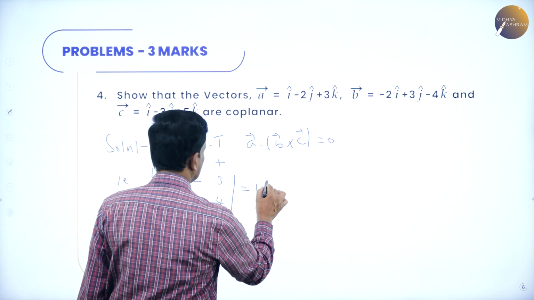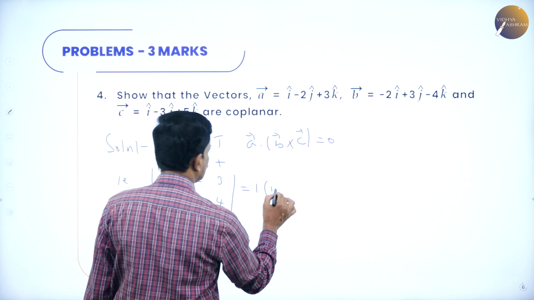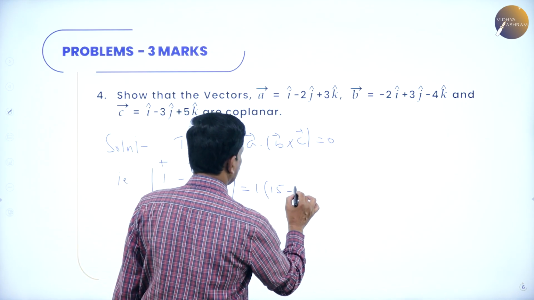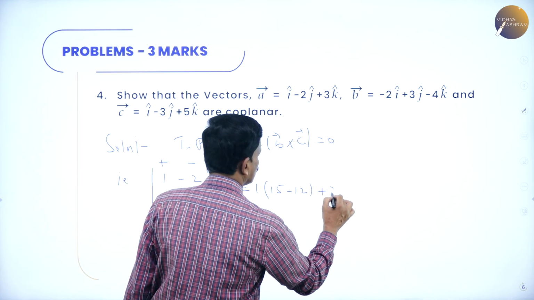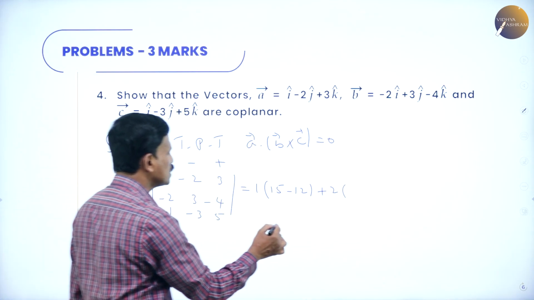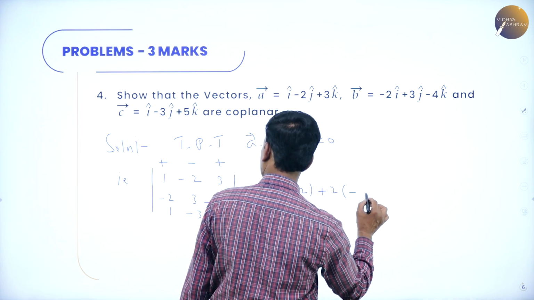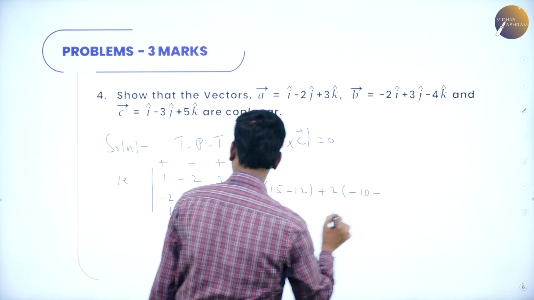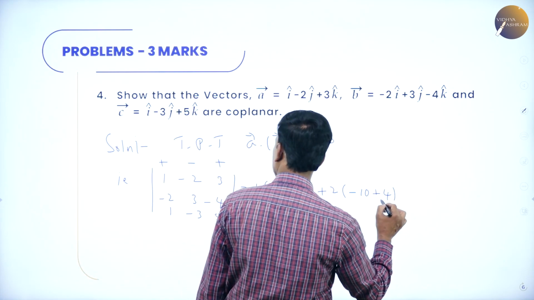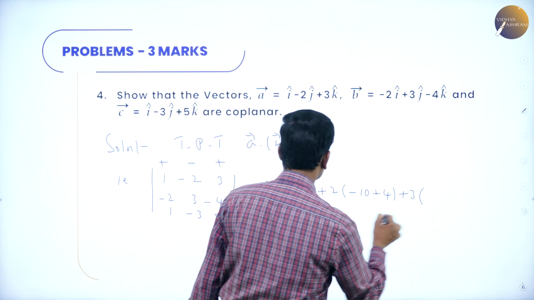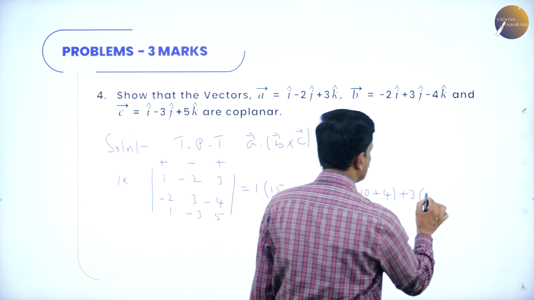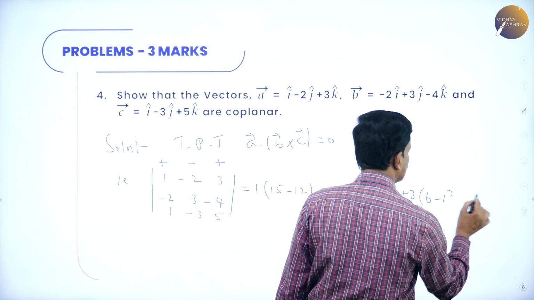Now, 1 into, expanding with respect to the first row, 1 into (5 threes are 15, minus into minus is plus, 3 fours are 12), minus into minus plus 2 into (this row and column is deleted, 2 fives are 10 minus 2 fives are 10, that is minus 10, minus 1 four is 4), again plus 3 into (this row and column is deleted, 2 threes are 6 minus 1 three is 3).